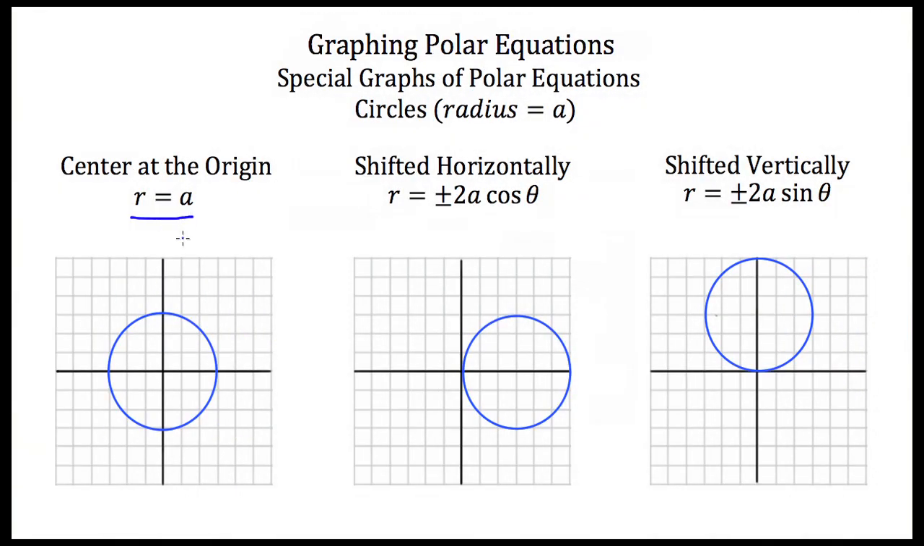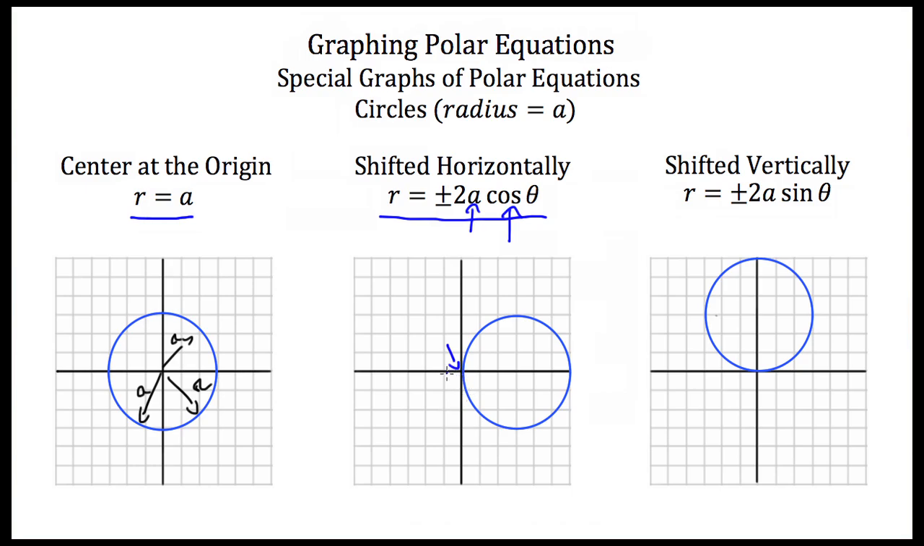If you have the equation r is equal to a, well, that's just a circle. Every point is a distance of a from our pole. If you have the equation r equals plus or minus 2 times a, remember a is just some number, times the cosine of theta, then you end up with this circle that's been shifted to the right. And you can tell it's shifted in the x direction because there's a cosine here. Notice that the edge of this circle always passes through our origin or our pole.